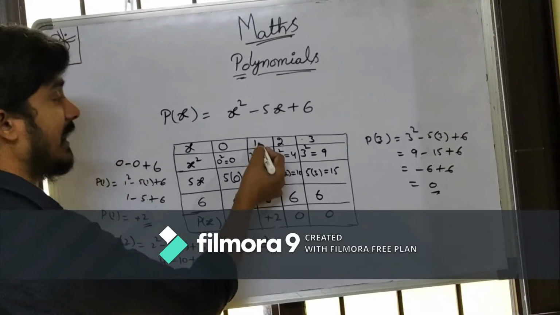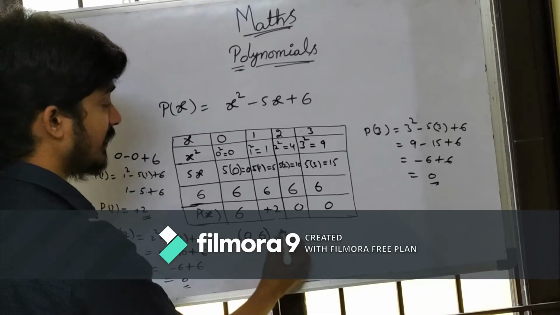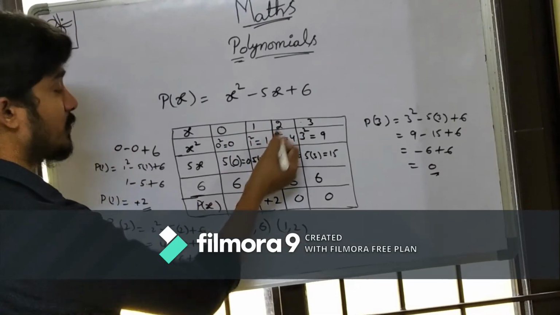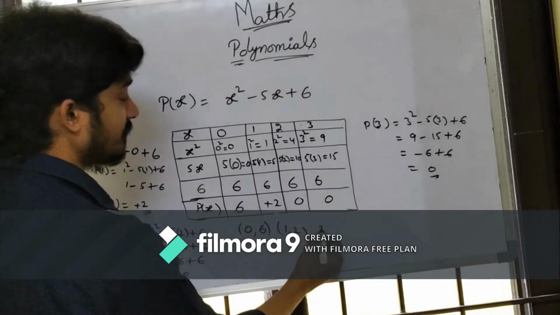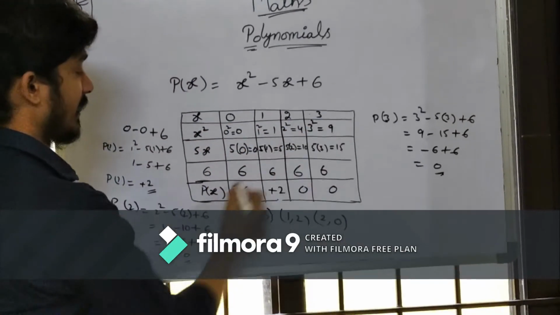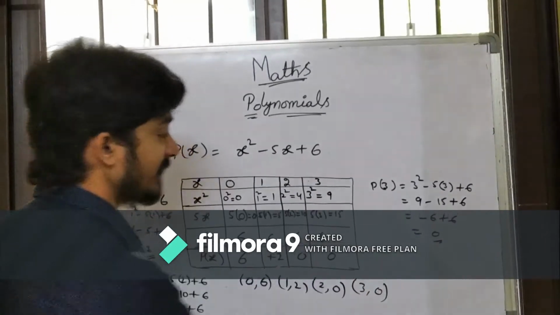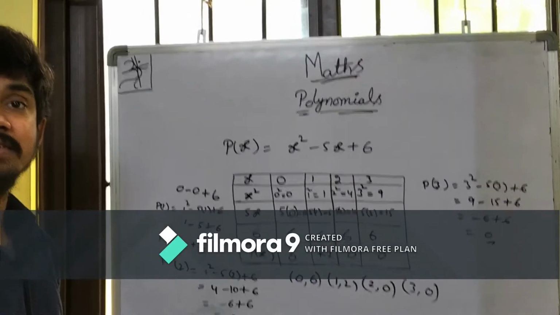0 comma 6. If x equals 1, P of x value is 2. Next point is 1 comma 2. If x equals 2, P of x value is 0. Second point is 2 comma 0. Next, if x equals 3, P of x value is 0, means 3 comma 0.